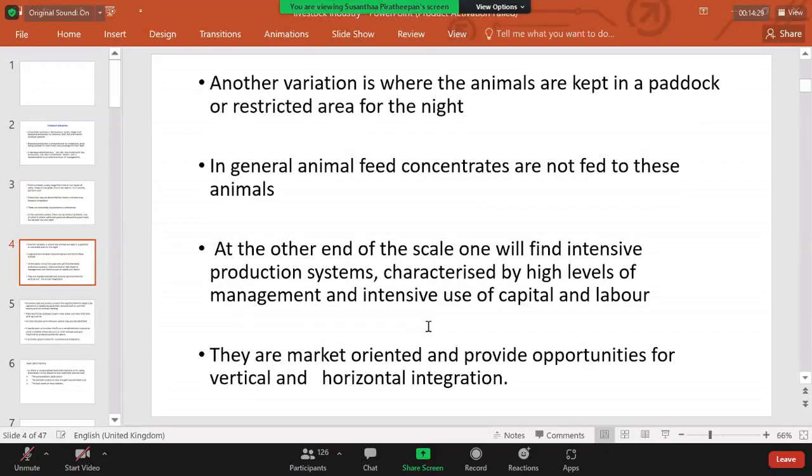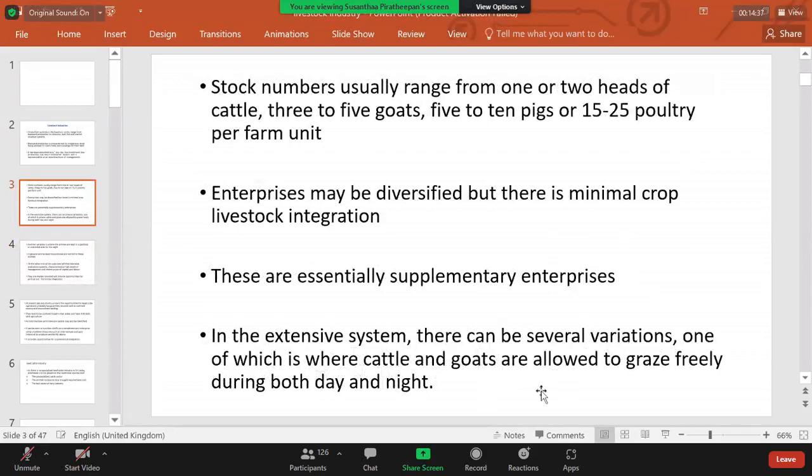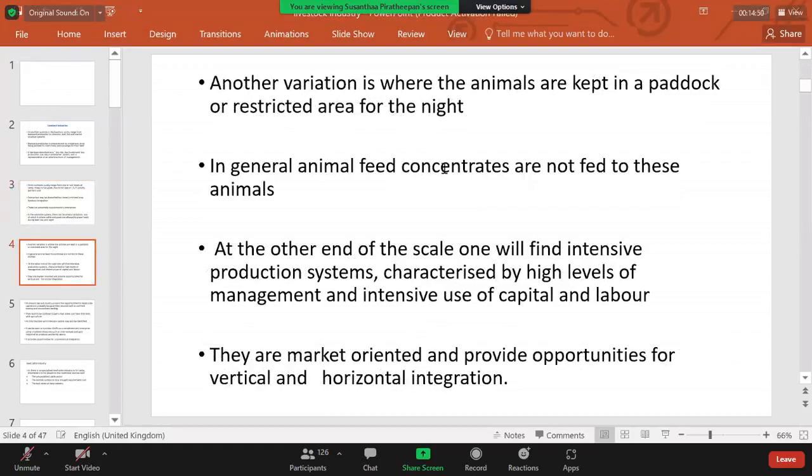Another variation is where the animals are kept in a paddock or restricted area for the night. That depends. Even if it is an extensive system, sometimes only in the daytime are they sending the animals for grazing, but at nighttime they come to the paddocks. Paddocks means the places where they are housed, in a pasture. In an extensive system, you don't have very well defined housing. You may have a house, that depends, but not very confined like the intensive system. In the intensive system, you have to spend more concentration on the housing system, but in extensive, not that much. So you can keep the animals in paddocks.